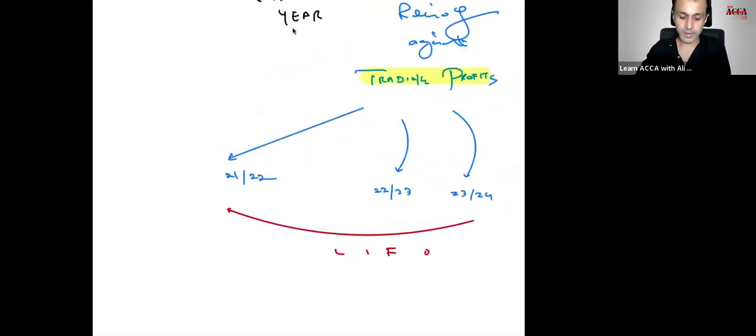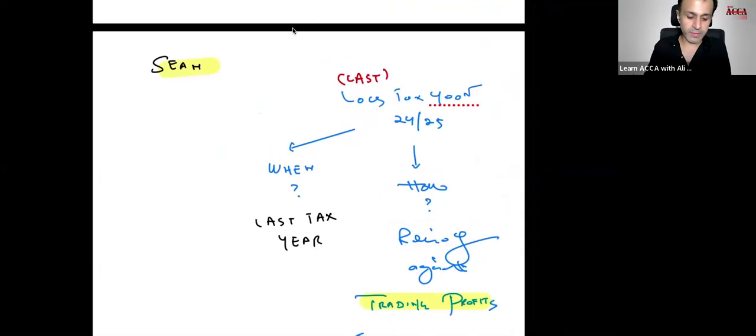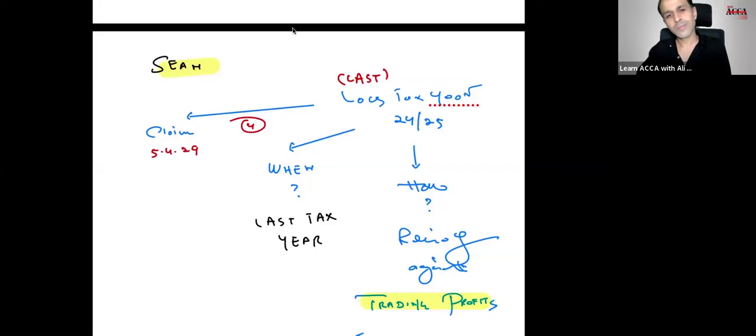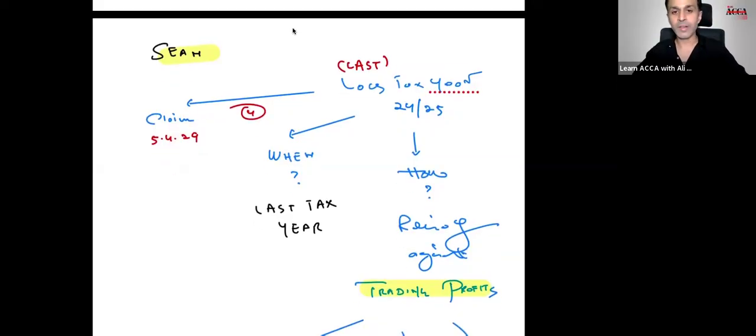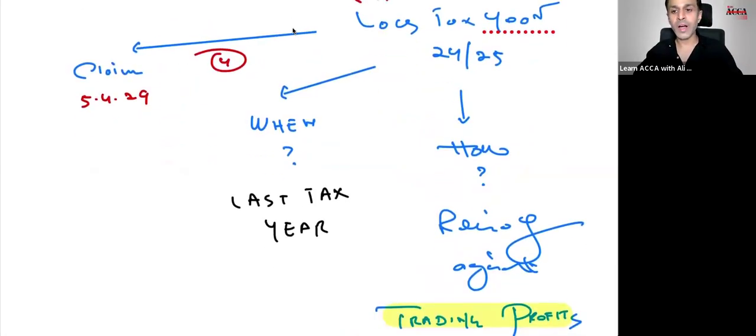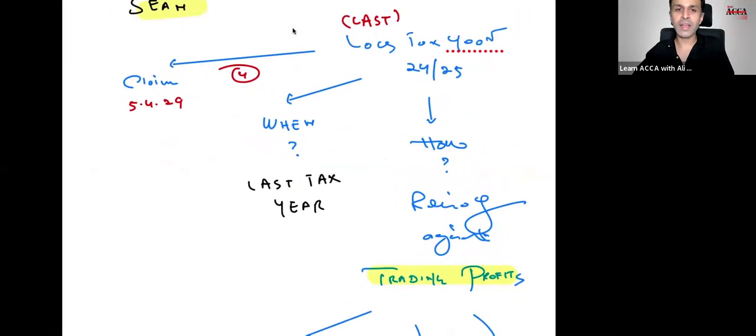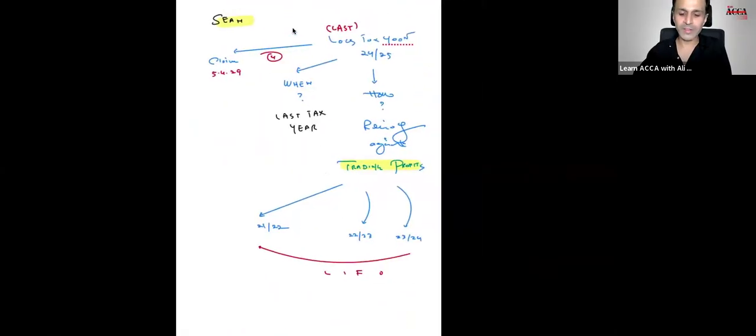The claim date of this one is 4 years from the end of the lost tax year. So if the lost tax year ends on 25, the claim date has to run till 5th of April 2029. Last tax year of the trade, this can be applied, which is the case right now. And it is applied against trading profits of the previous 3 tax years on a last in first out basis. This is where this loss section has come to its end.